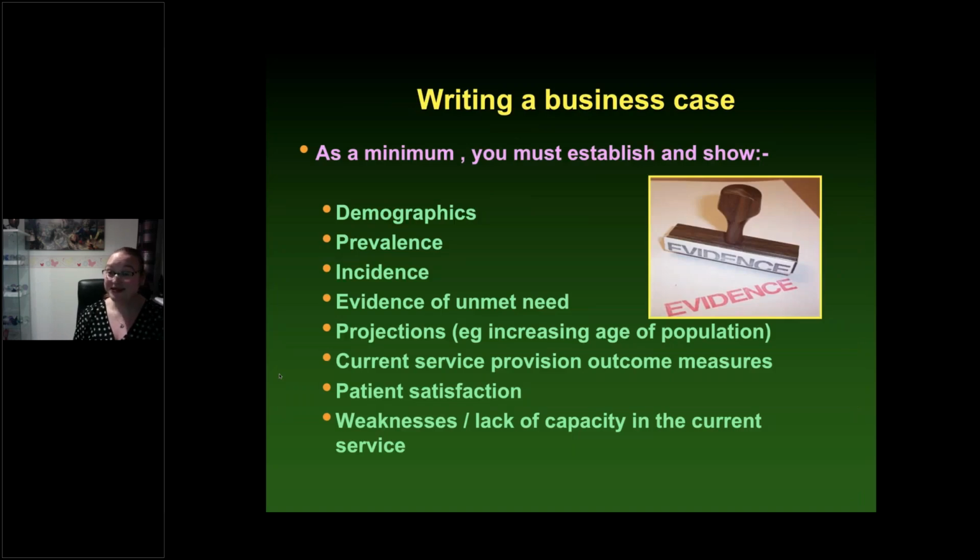When you're writing a business case, as a minimum, you have to establish your key demographics, the prevalence of the issue, the incidence, and proof of the unmet need. And the projections of the increase in demand. We know that we have an increasingly ageing population, and the overactive bladder is far more prevalent the older we become. Therefore, by its nature, we would be expecting to see far more patients living longer, developing refractory overactive bladder symptoms that may require PTNS.